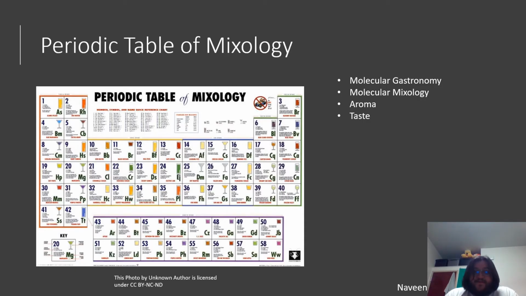So the periodic table of mixology, this is exactly how chemistry is involved in the mixing of ingredients and producing the flavor of the specific drink. Molecular gastronomy is a method of cooking which uses scientific properties of ingredients to cook with. This has recently become very popular. When referring to cocktails, it's known as molecular mixology. Some signs that a reaction has occurred would be the production of an aroma, change in color, or change in temperature.